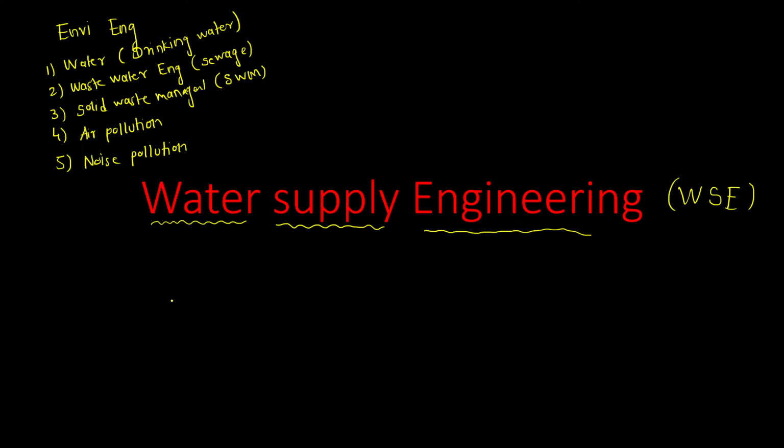So all these parts are important now. Among these 5 parts of environmental engineering, we are starting with the first one, that is water supply engineering.